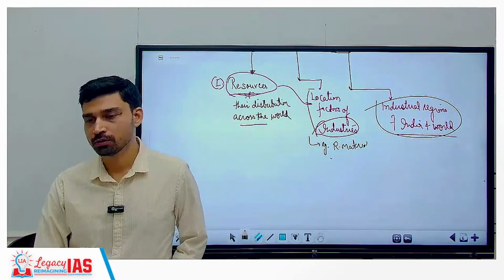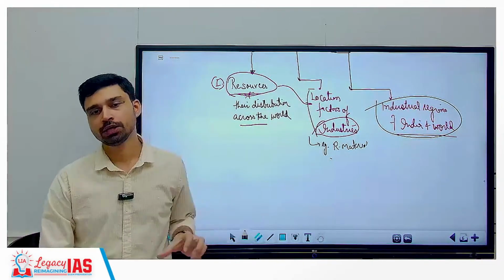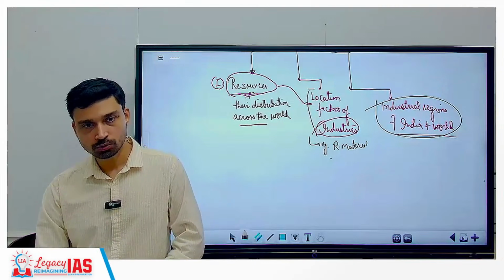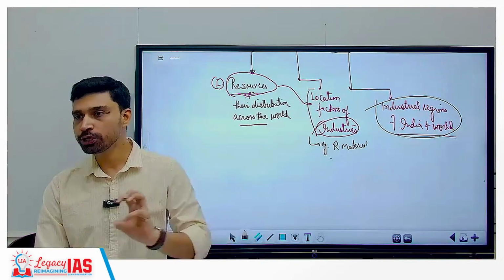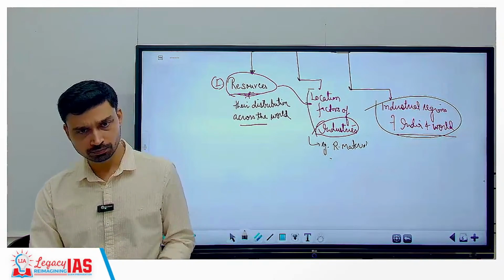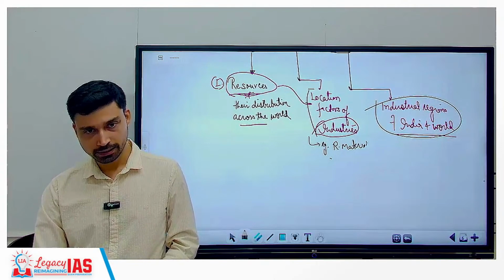Industrial regions. Industrial regions are simply what? A large area where you have a diverse number of hundreds of industries. Suppose two or three entire cities are made up of or filled up with various different types of industries. Such regions are called industrial regions.